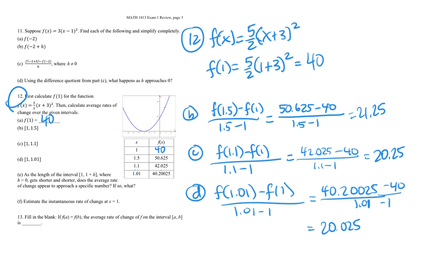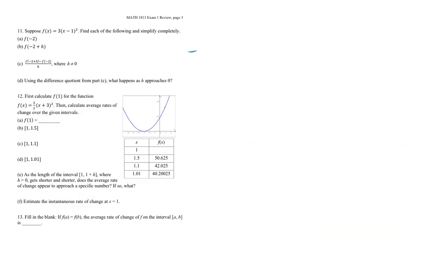Then it says, as the length of the interval where h is greater than 0 gets shorter and shorter, does the average rate of change appear to approach a specific number? If so, what? So if I compare the answers for the last three things, it seems like those answers are getting closer to 20. Estimate the instantaneous rate of change at x equal 1. So that would be the same answer as part E. So we can say the instantaneous rate of change would be 20. And then, yeah, that's it for that problem.